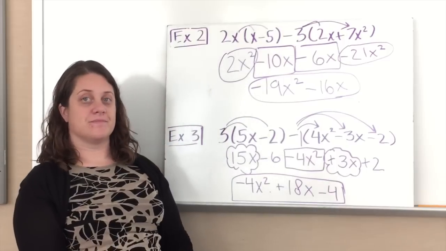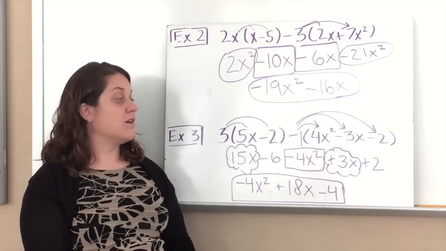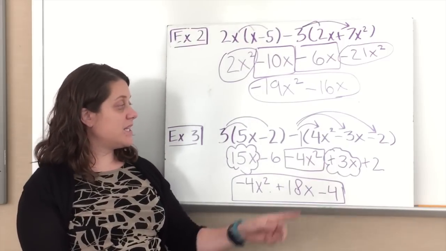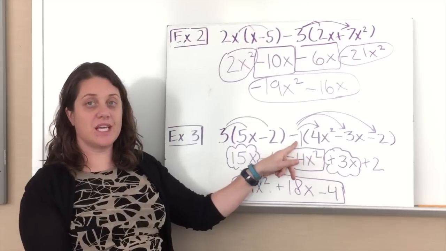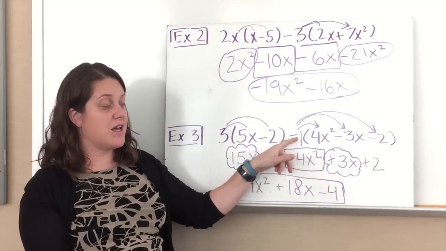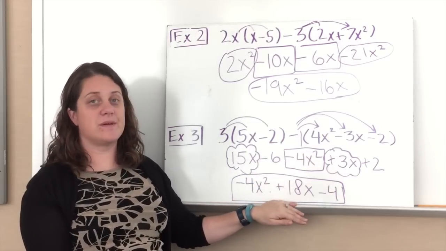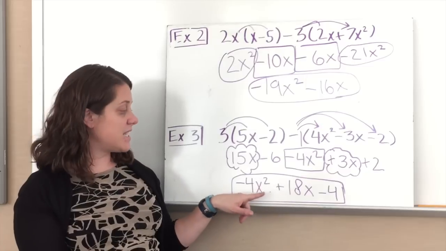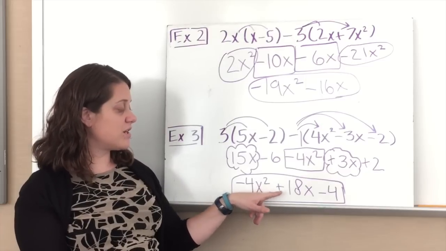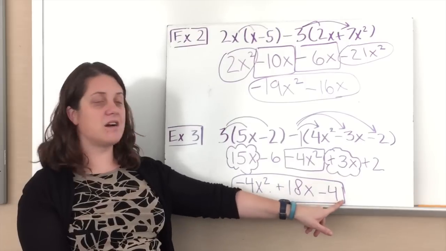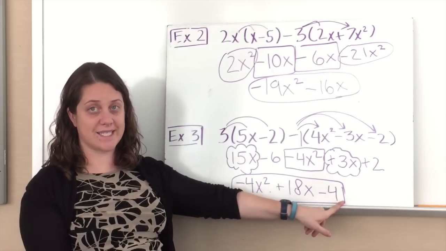So what do we really want to make sure they don't forget? Well, most importantly, they need to make sure that they're always distributing if it's a subtraction sign. And also that answer should always be written in standard form, which is descending exponent. So x squared goes first, and then x, and then a constant term that has no x.